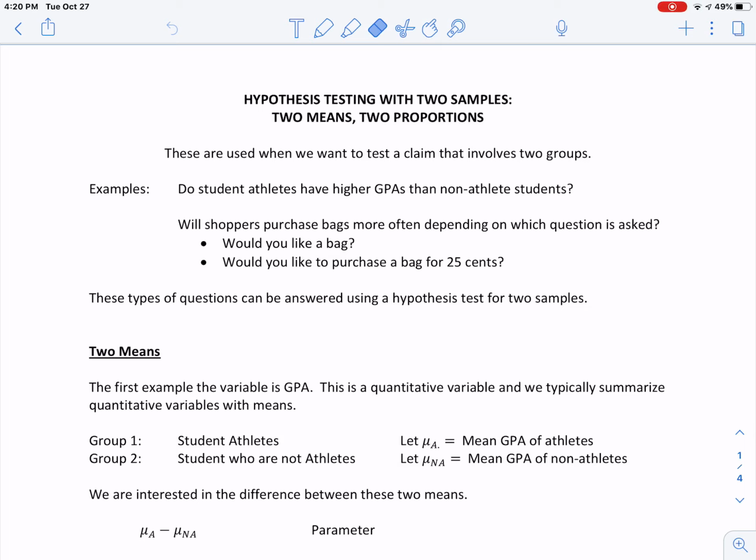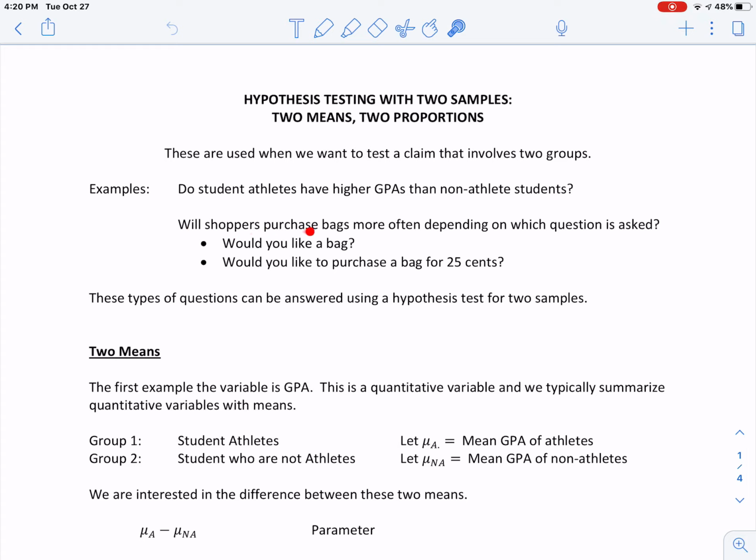Hypothesis testing with two samples, two means, two proportions. So these are used when we want to test a claim that involves two groups. Here's an example of a couple of them. Do student athletes have higher GPAs than non-athlete students?